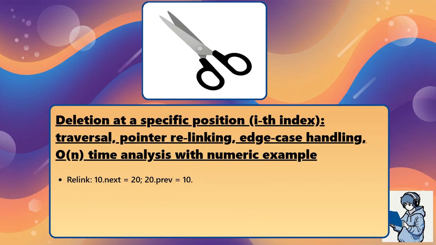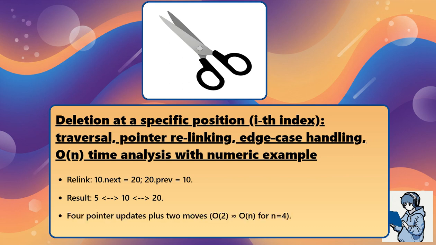Relink 10.next = 20, 20.prev = 10. Result: 5 → 10 → 20. 4 pointer updates plus 2 moves, O(2) approximately O(n) for n = 4.